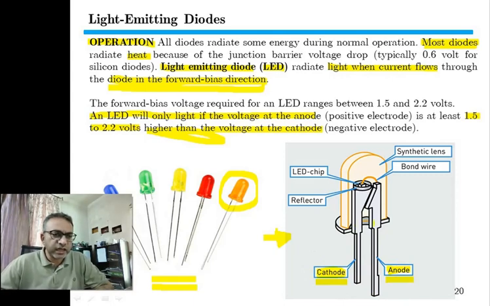Then inside the LED, we will have the connectors, we will have the wire, and here this small box represents the PN junction, the semiconductor part. This is where all the light emitting activity is happening. Then on top of the semiconductor lies a reflector, so that light is distributed uniformly. And then we have the synthetic lens. The synthetic lens disperses the light.